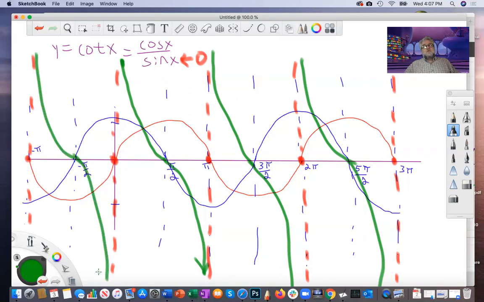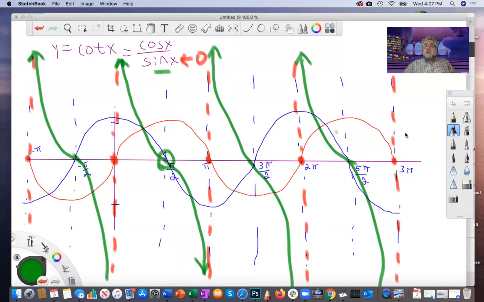Okay, so cotangent and tangent look a lot alike, except the zeros are where sine is equal to 0. I'm sorry, the asymptotes are where sine is equal to 0. And it's 0 when the numerator is 0, when cosine is 0. So the whole thing looks like it's shifted by pi over 2, I think.